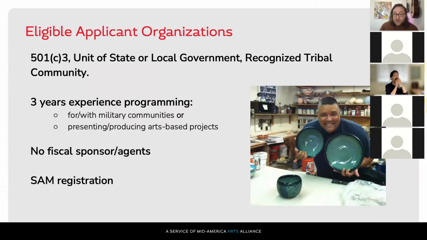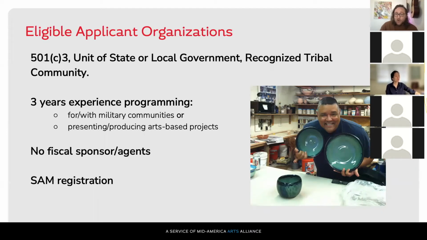The next slide shows a picture of a community engagement participant holding on to newly completed bluish-green ceramic dishes, as well as a summary of the organizational requirements that would make an organization eligible for applying to this grant. In order to apply for this grant, your organization must be a nonprofit tax-exempt 501c3 U.S. organization, a unit of state or local government, or a federally recognized tribal community or tribe located in the United States, including the District of Columbia and all U.S. territories, as well as native nations that share that geography.